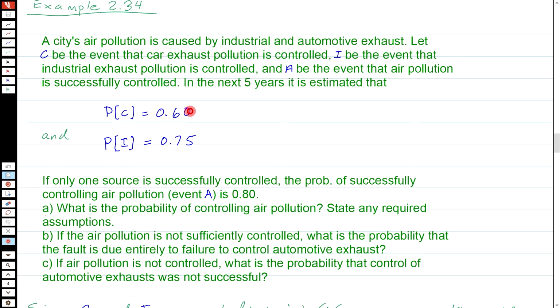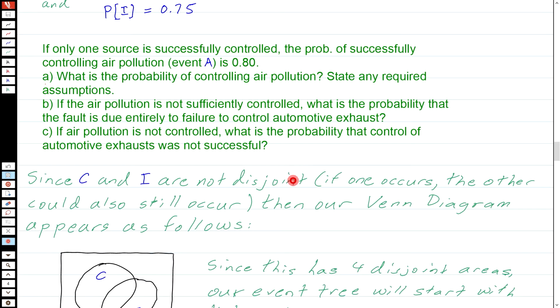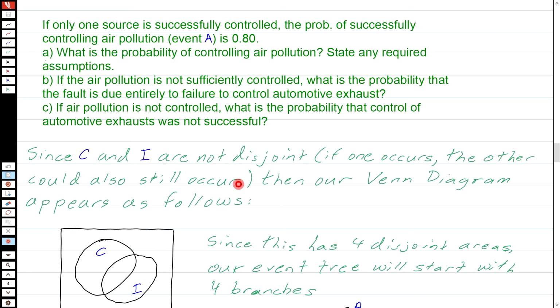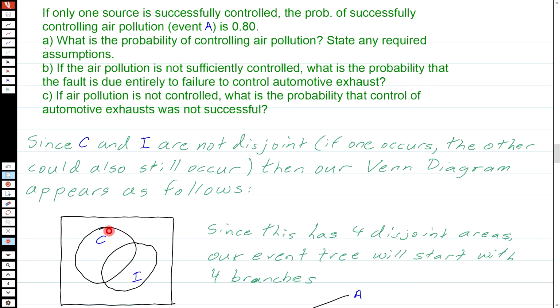It is estimated the probability of controlling car exhaust is 0.6, and industrial exhaust is 0.75. If only one source is successfully controlled, the probability of successfully controlling air pollution, event A, is 0.8. And then we ask some various questions. Well, in this case, C and I are not disjoint. I'm assuming that we can control both car and industrial exhaust. So we end up with a Venn diagram that looks something like this. These events C and I overlap.